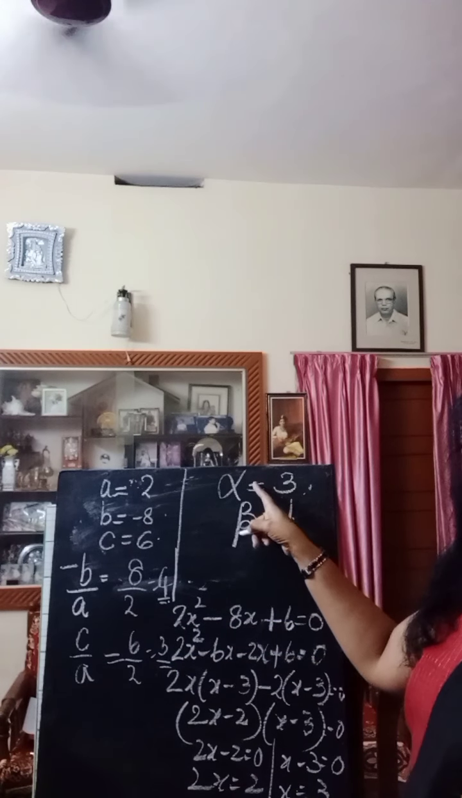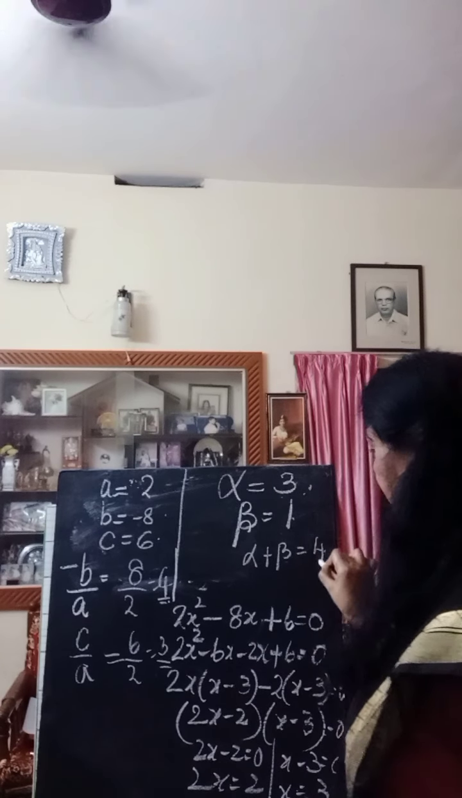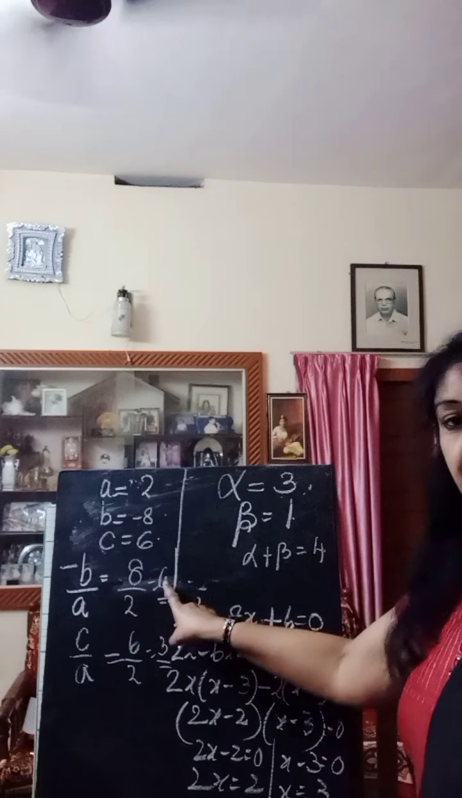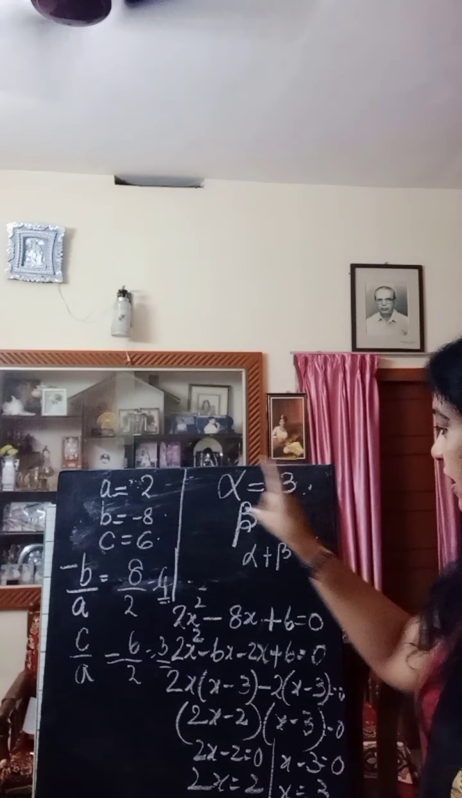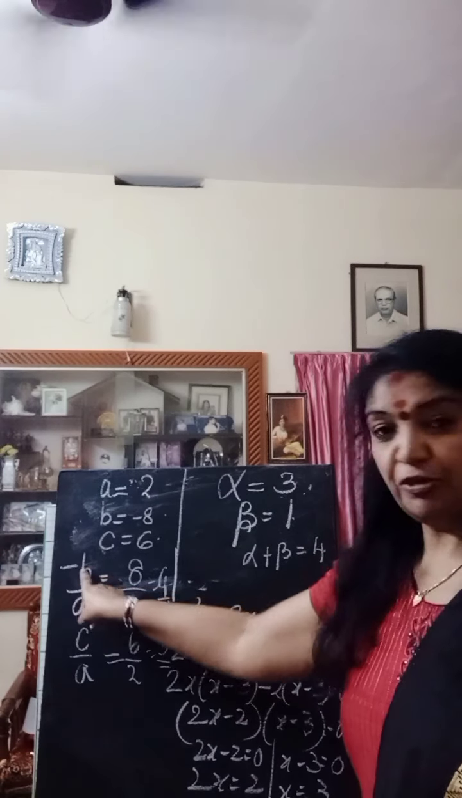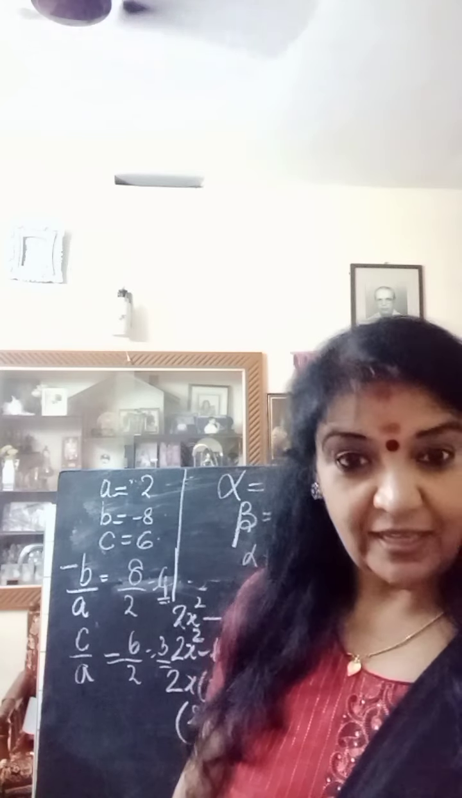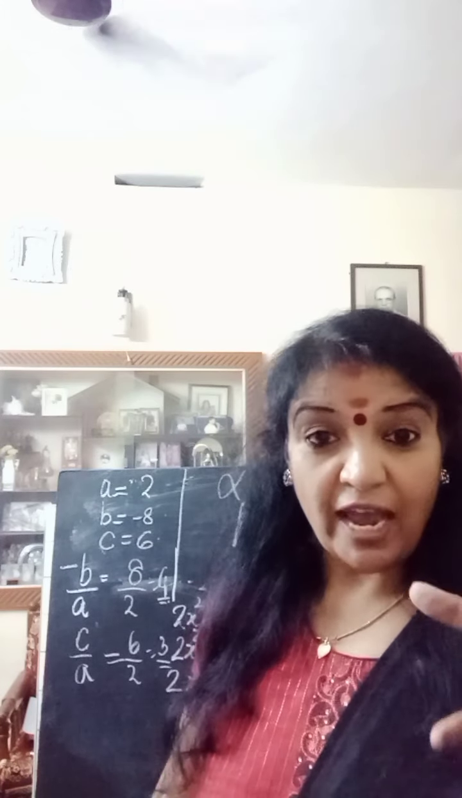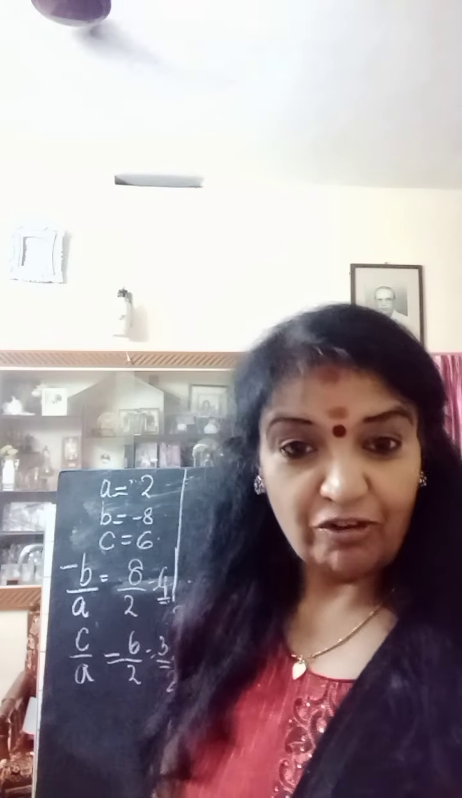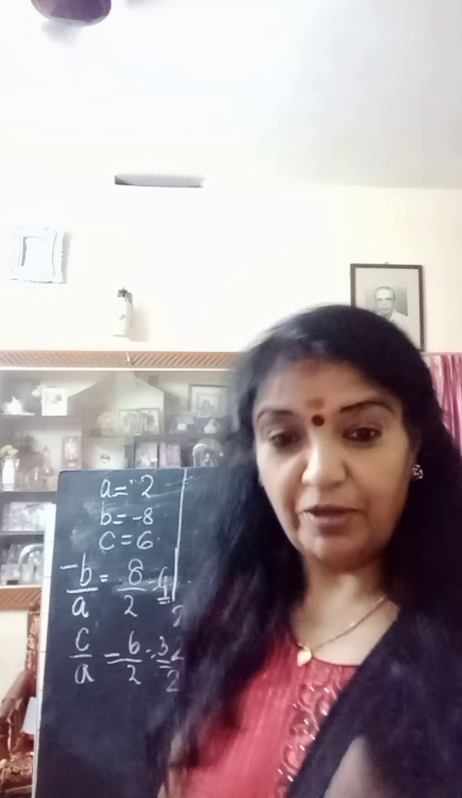Now look, two roots, alpha and beta. I am adding alpha plus beta. Alpha plus beta is 3 plus 1, 4. And see, alpha plus beta, you got 4. Here what is negative b by a? It is also 4. So we can equate. So alpha plus beta is equal to negative b by a. That is a relation. If you add the two roots, the sum is related to the coefficients b and a, negative b by a.